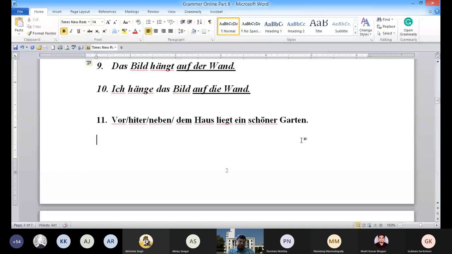Another example can be like: Die Katze. Katze means cat. Sitzt auf dem.